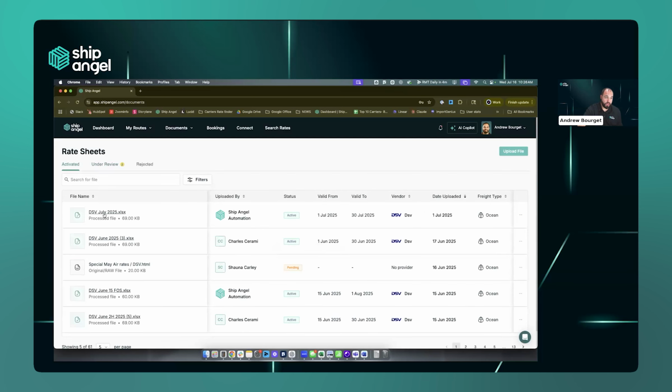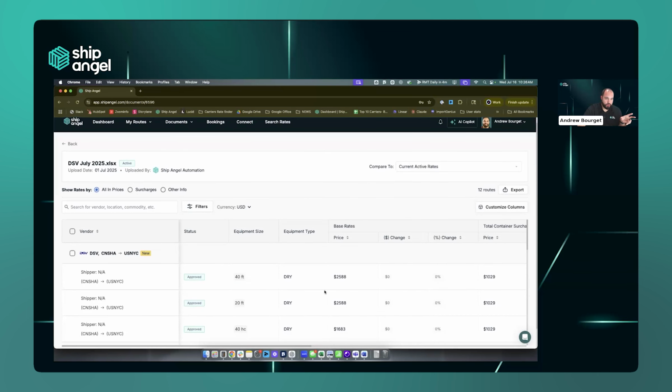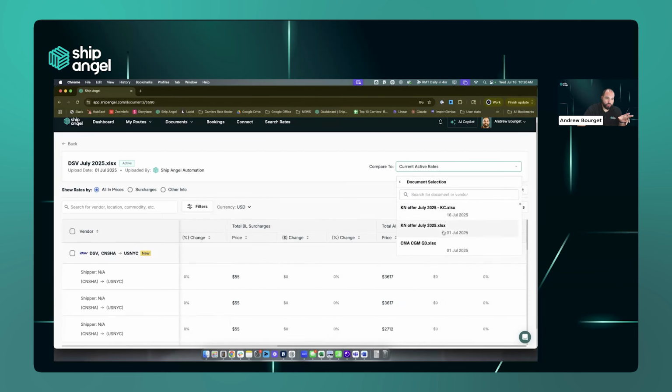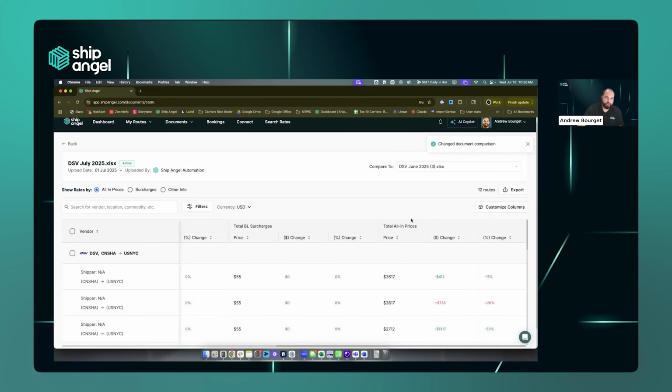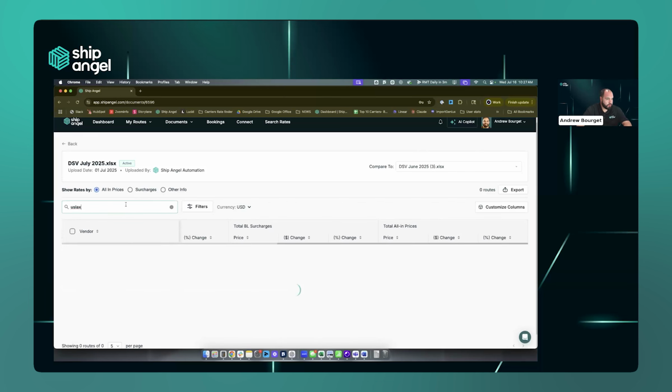What I'm going to do briefly, though, is show you a previous DSV upload. Right now, this DSV upload is comparing the DSV rates in comparison to the current active rates. I'm going to go back and pick an older DSV upload and see how my rates compared against my June DSV rates. Those rates we were looking at earlier from Shanghai into LA, let's find those ones. Search US LAX very briefly. It's going to give you the ability to understand how those rates changed versus the rates I have today.